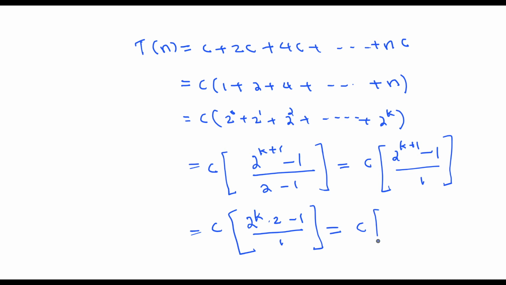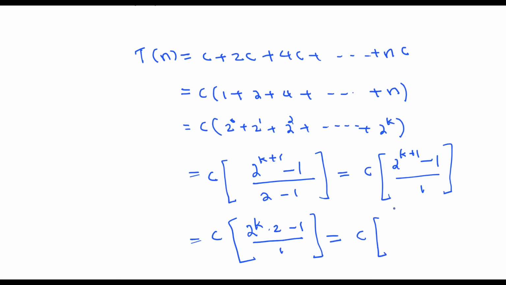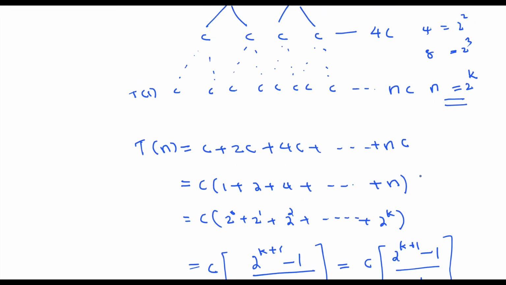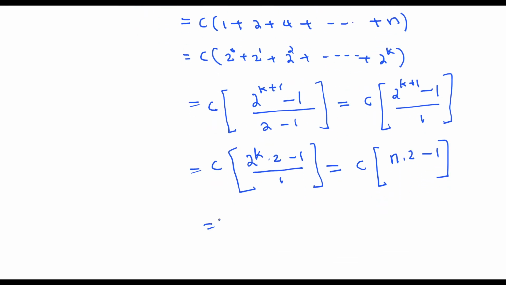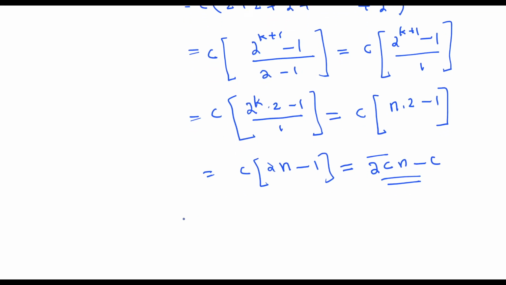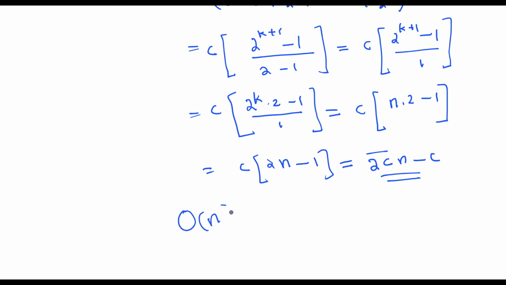Or this is c into, what is 2 raised to k? 2 raised to k is n. Okay, that is 2 raised to k is n. So we can write n into 2 minus 1, and this is actually c into 2n minus 1, or if you simplify it further, this is 2cn minus c. Okay, and if you find the order of growth of this function, you can remove any constants and you can also remove coefficients. So 2c is actually a coefficient, so this function will have a time complexity of big O of n. Okay, that corresponds to this value of n.